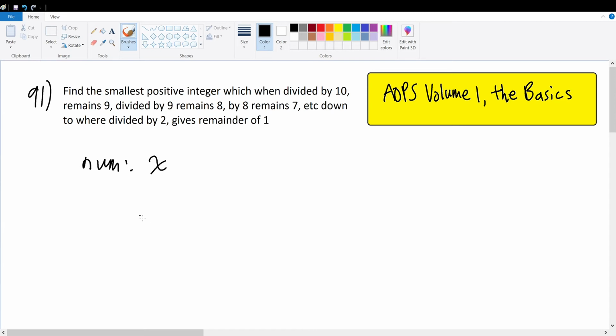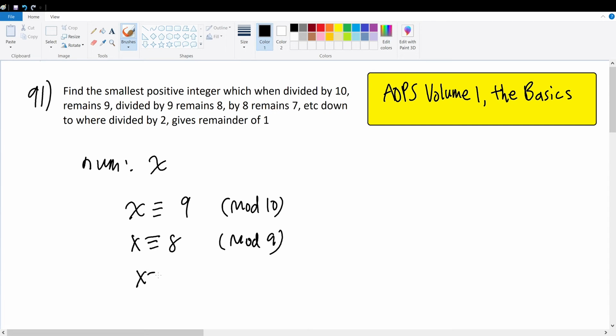Let's say x mod 9. Actually, let's do mod 10 first. x must be congruent to 9 mod 10, x must be congruent to 8 mod 9, x must be congruent to 7 mod 8, and so on until x is congruent to 1 mod 2. All of this is saying is that x will have a remainder of 9 when divided by 10, x will have a remainder of 8 when divided by 9, and so on.